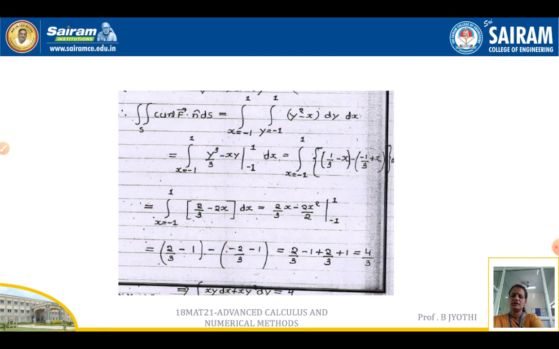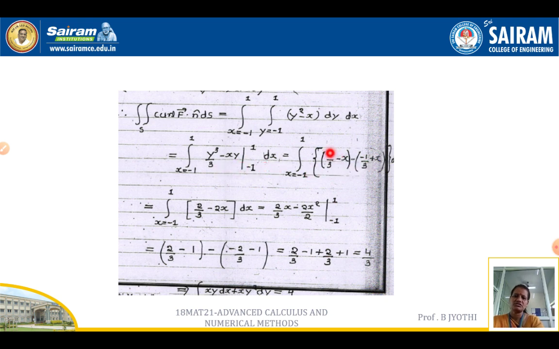So the integral along the surface of curl f dot n cap ds is given by the integral x equals minus 1 to plus 1, y equals minus 1 to plus 1, of (y square minus x) dy dx. That is, x equals minus 1 to plus 1, of y cube by 3 minus xy, with limits minus 1 to plus 1, with respect to x, y is replaced.